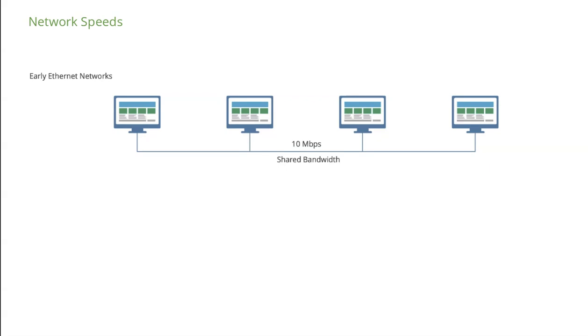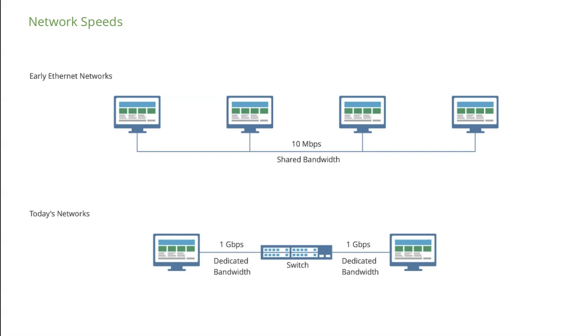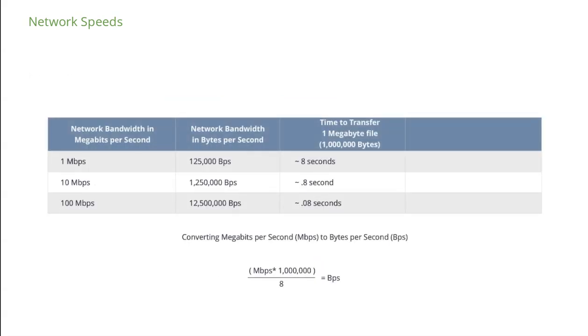Early Ethernet networks provided the end user and network devices with data transfer rates of 10 megabits per second. This bandwidth was shared by all devices on the collision domain. With the introduction of Ethernet switches, these transfer rates increased to 100 megabits per second and can be dedicated to a single device. So what does that mean on a practical level?